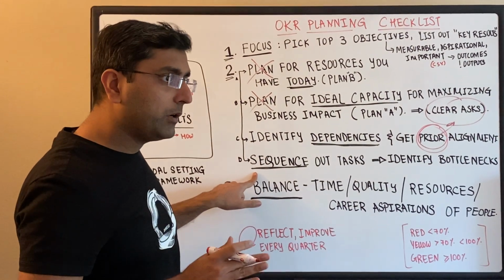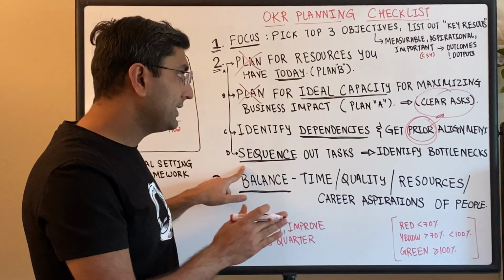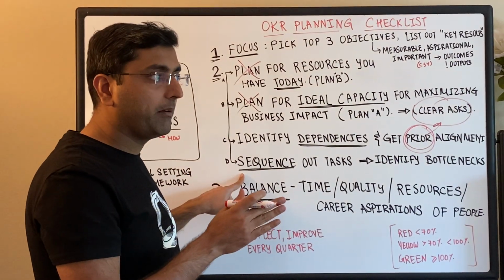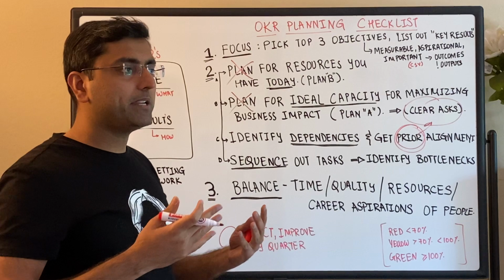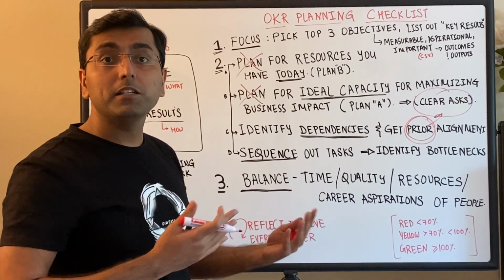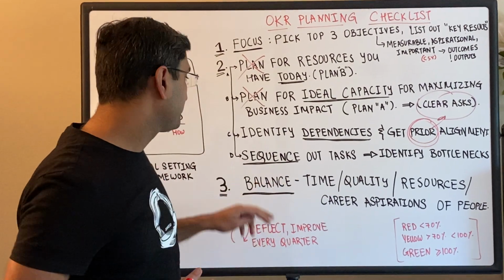So you definitely want to lean towards getting those dependencies aligned prior and only bring up at the OKR meeting what things the leadership team can do to help move that plan forward.